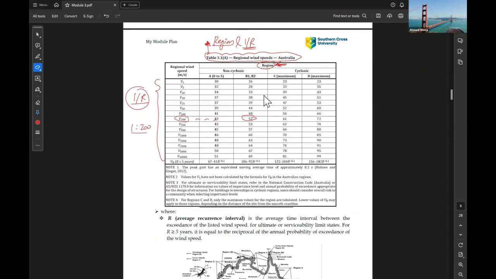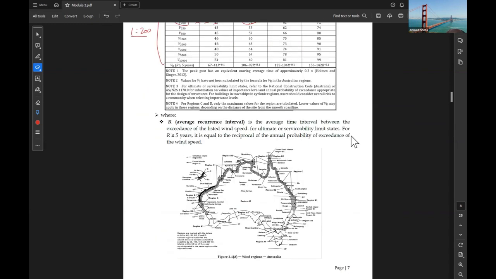So how to find the recurrence interval R? The recurrence interval R is the average time interval between the exceedance of the listed wind speed. So this is how often the extreme winds happen, based on the statistical analysis of the wind. For ultimate and limit wind speed, this can be used.